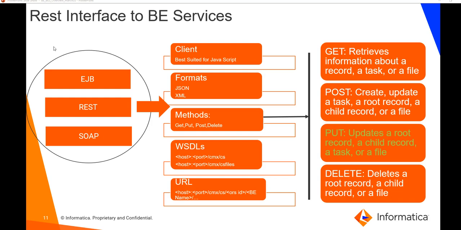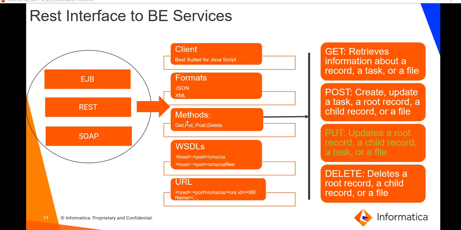Next is the REST interface to business entity services. On the left side, if you see, these are the protocols we support for invoking business entity services. We'll focus more on the REST services. REST services are best suited for JavaScript applications. The formats we support are JSON and XML. So we strongly recommend customers to use the JSON format in the newer builds.